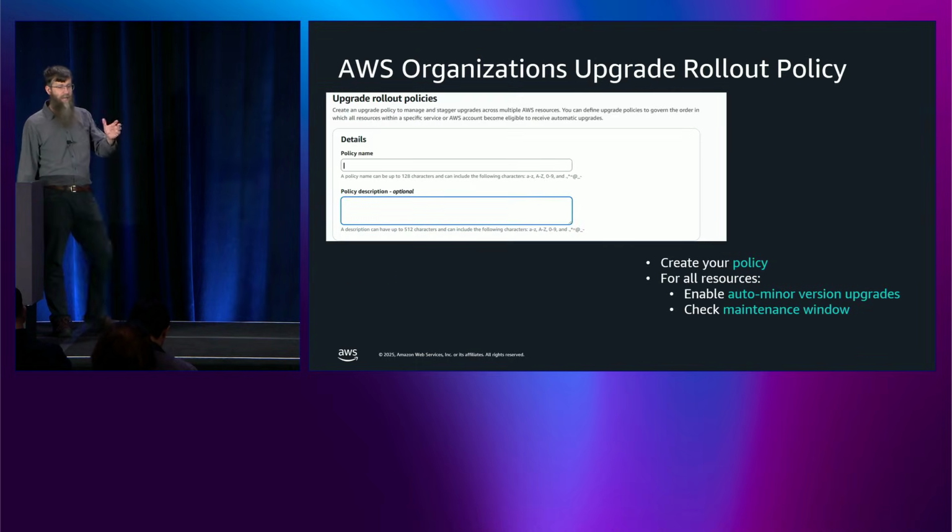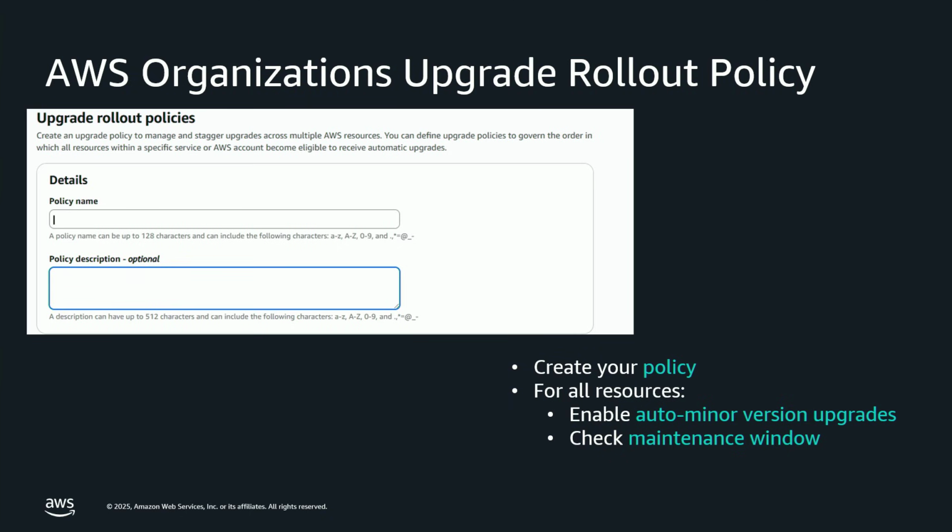All right. So how do you do this? How do you onboard with this? You have to enable AWS Organizations if you haven't already. You have to put your accounts into the organization. You have to do the normal things you would do, like enable automatic minor version upgrades, check a maintenance window that says what you want it to say.